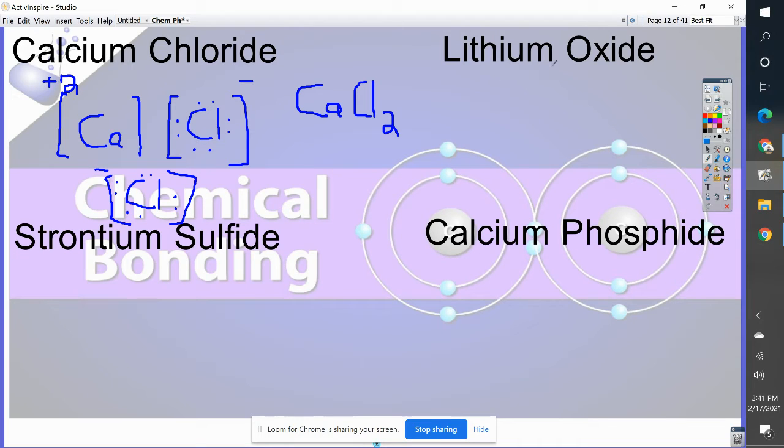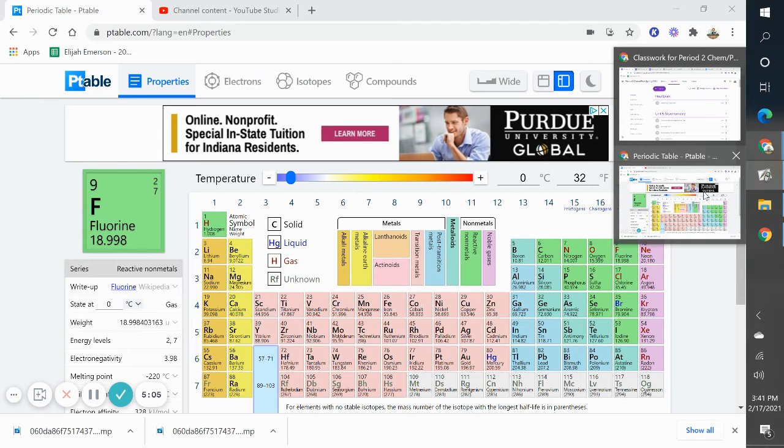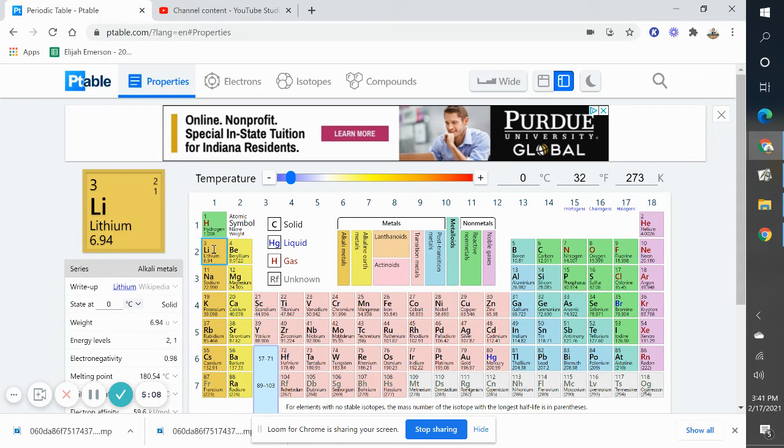Let's do lithium oxide. So first step, periodic table. Lithium, 1 valence. But be careful, what about lithium? It has that 1 valence in the second energy shell, and it wants to get rid of it. So lithium, remember, it wants a duet rule. So it's going to only have 2 electrons at the end.